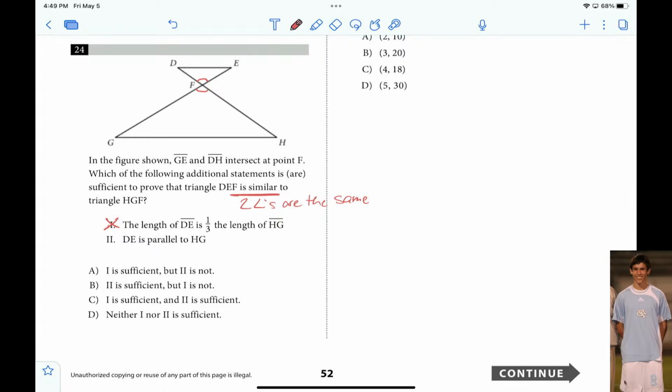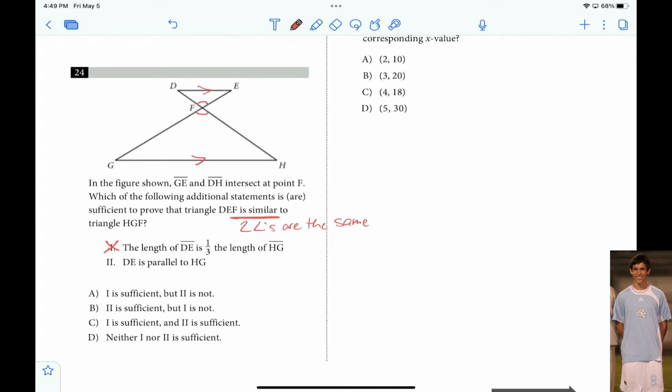So then now we have to decide, okay, is saying that this DE is parallel to GH, is that enough? So if you remember with lines, if we have two lines that are parallel and then we draw a transversal, a line that crosses those. So I'm going to kind of draw some lines here. They're not going to be exact matches, but they'll line up close enough. So I'm just extending DE, GH, and EFG.